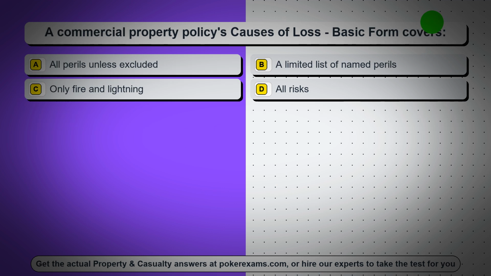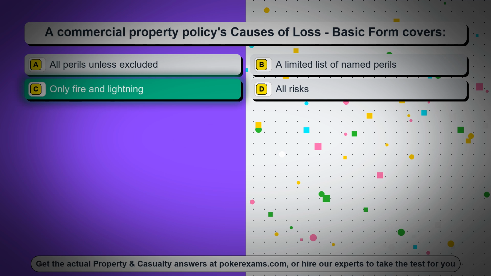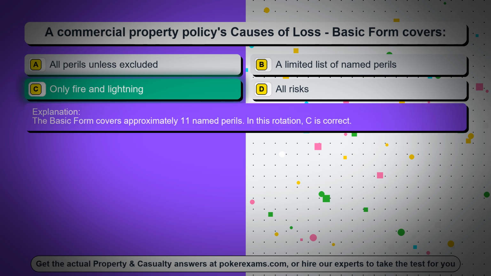Question 69. A commercial property policy's causes of loss basic form covers: option A, all perils unless excluded; option B, a limited list of named perils; option C, only fire and lightning; option D, all risks. The correct answer is option C, only fire and lightning. The basic form covers approximately 11 named perils. In this rotation, C is correct.